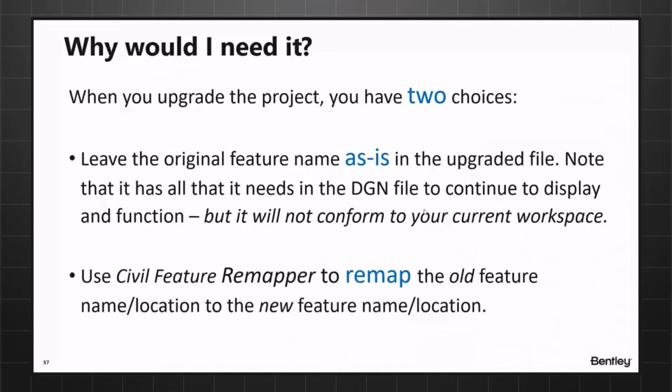So when you upgrade a project, you really have two choices. You can just leave the DGN data alone. Again, we said it previously, everything's going to work, right? That file is self-sufficient. It has everything it needs to process and run and work. The problem is that it's not going to conform to your current workspace, and so you just need to be aware of that if you decide to make that choice. But if you do want to remap those files, Civil Feature Remapper is a great way to synchronize your workspace with your DGN data.